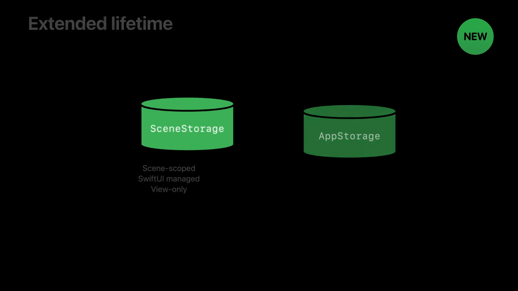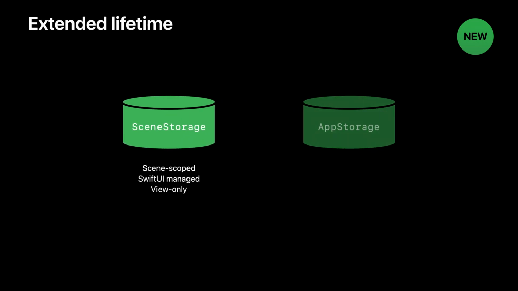Scene storage is a per-scene scoped property wrapper that reads and writes data completely managed by SwiftUI. It is only accessible from within views, which makes it a great candidate for storing lightweight information about the current state of your app. Let's take a look at an example.